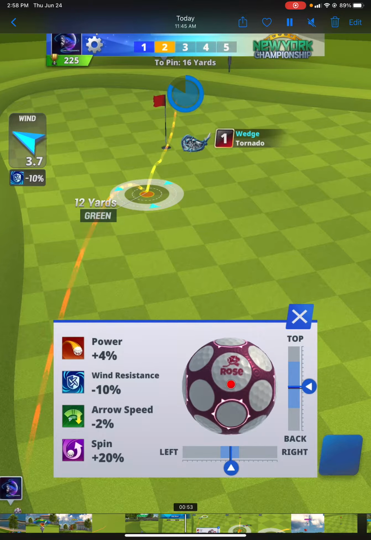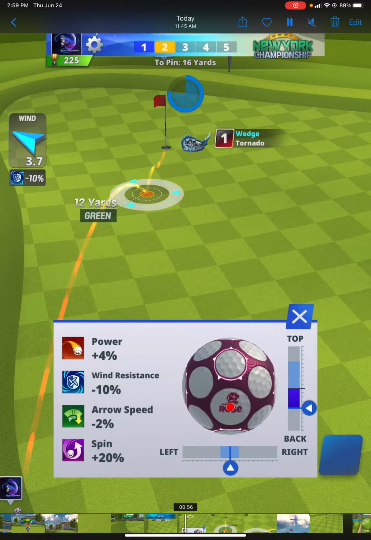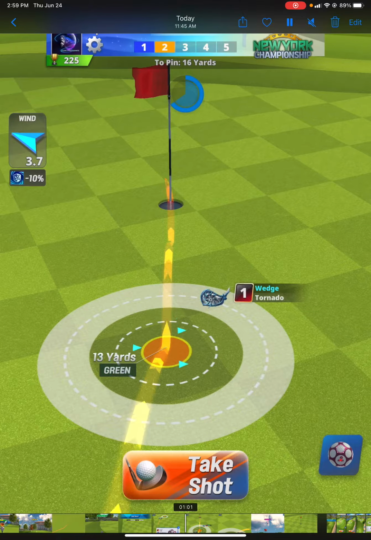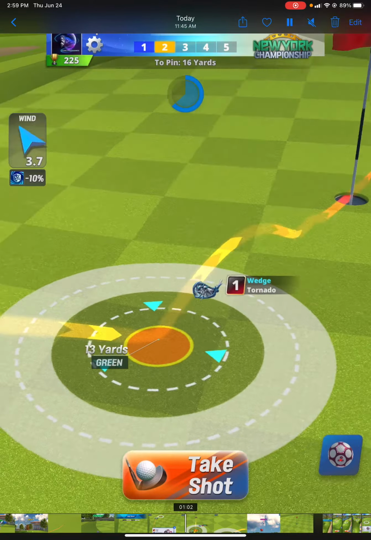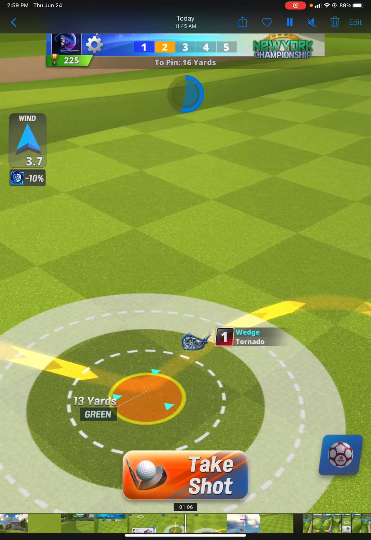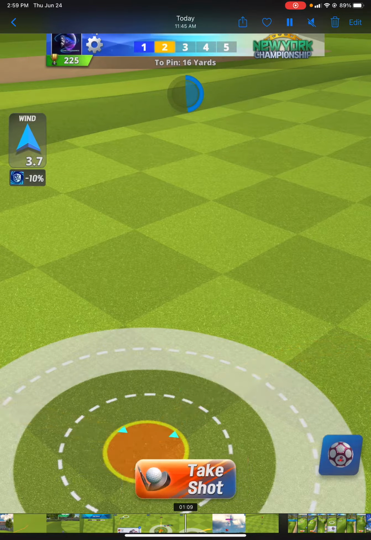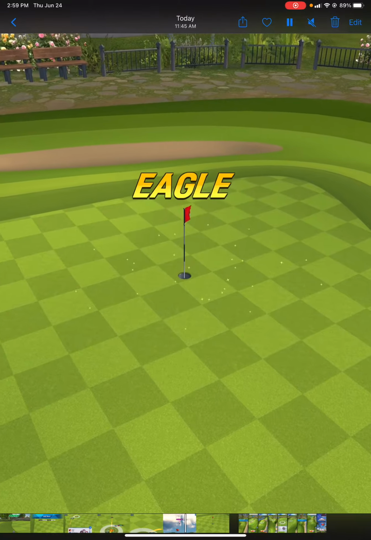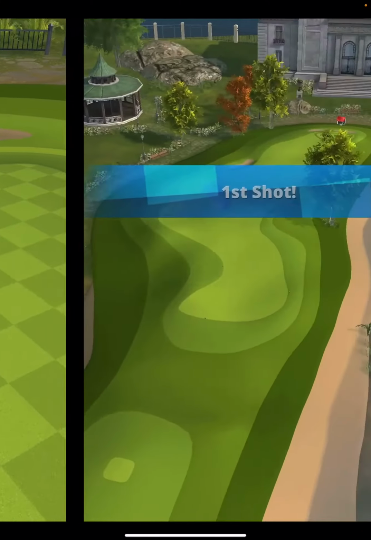We have our wedge, and I'm going to go with max backspin, no side spin. Ball guideline going to the hole and through the back of the pin just like that. 3.7 wind means I need to move almost 2 full rings. Perfect ball, and we're in the cup for another eagle.